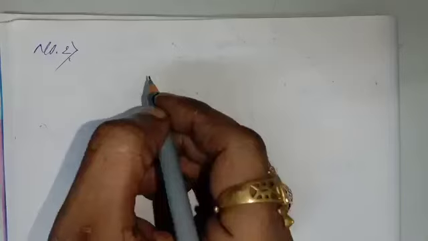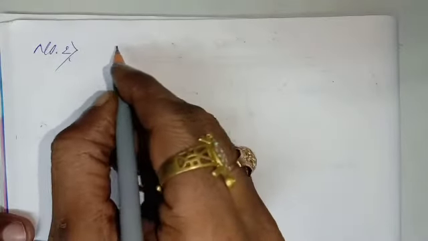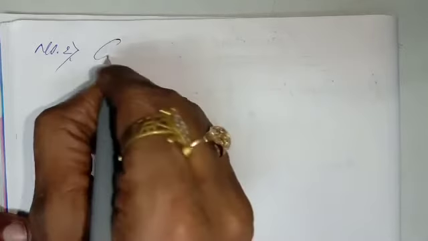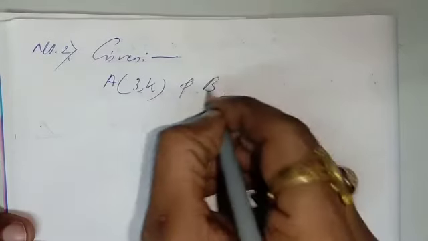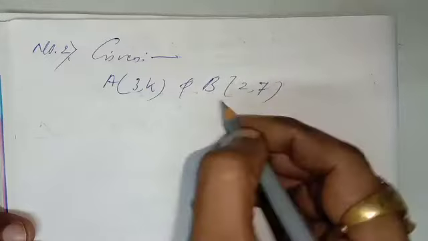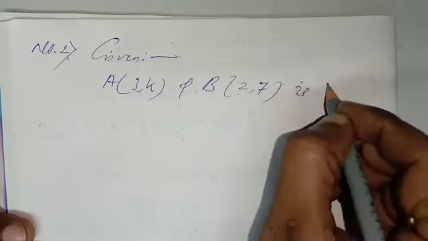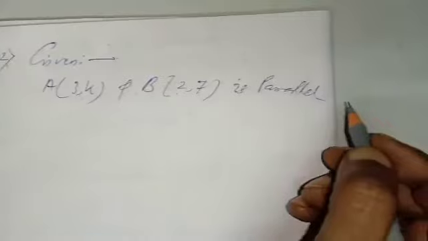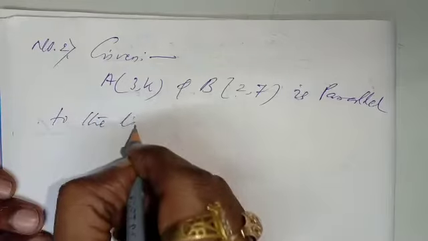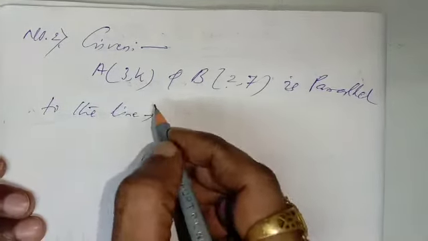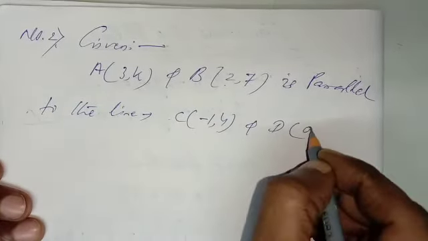Let us go to the next number. See, question number 2 is given. Find the value of k such that the line through A, that is A (3, k), and B, that is (2, 7), is parallel to the line joining the points C, that is C (minus 1, 4), and D (0, 6).